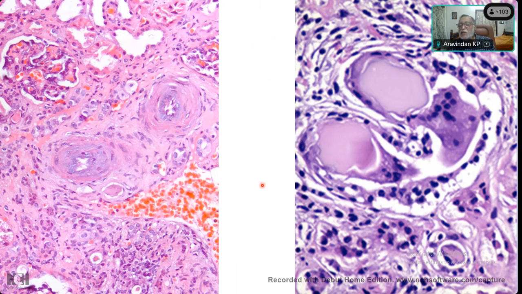Sometimes they send a case for acute kidney injury, and you find this picture, you tell them, go and look for myeloma, and they will find that there is usually a light chain myeloma producing this kind of picture. Okay, so I think we'll stop here. Thank you very much.